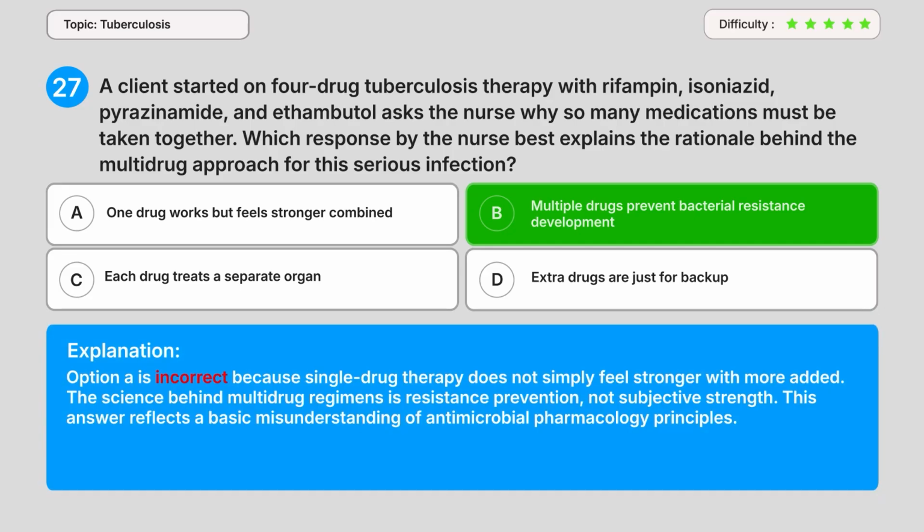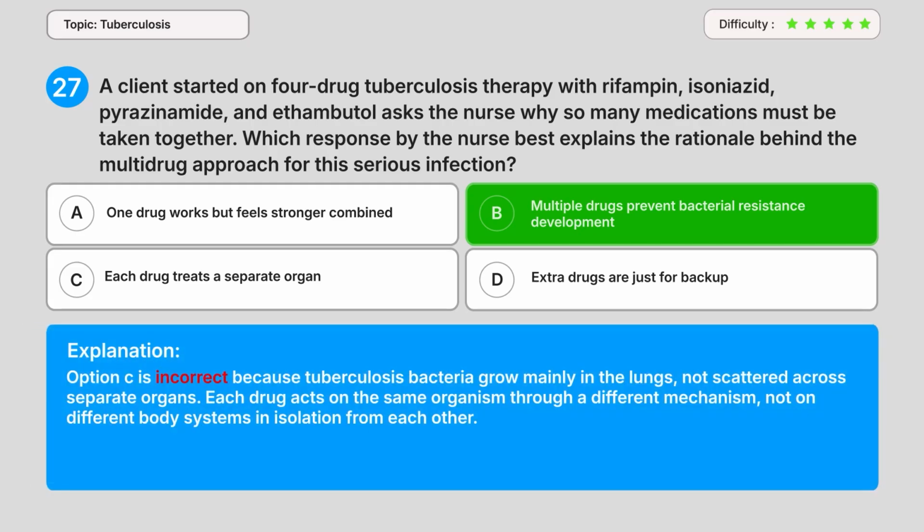Option A is incorrect because single drug therapy does not simply feel stronger with more added. The science behind multi-drug regimens is resistance prevention, not subjective strength. This answer reflects a basic misunderstanding of antimicrobial pharmacology principles.